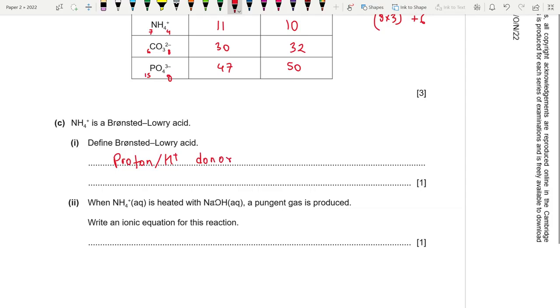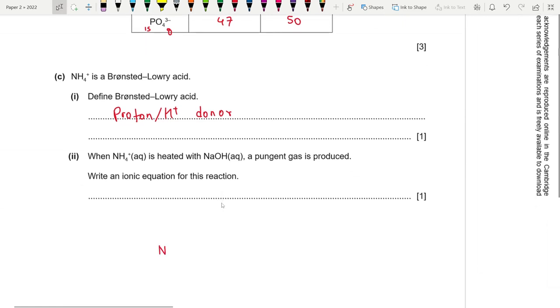When NH4 plus is heated with NaOH, a pungent gas is produced, right, in an ionic equation. Fine. So NH4 plus, an ammonium salt, if it reacts with an alkali, basically we get a few products. We get ammonia gas, right? We get water, H2O. Sorry, there shouldn't be a plus over here. And we basically get a salt. Now I don't know what the salt is. Like if it was ammonium chloride, we'd be getting sodium chloride. That doesn't matter, it's a spectator ion.